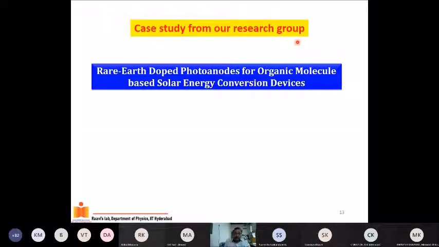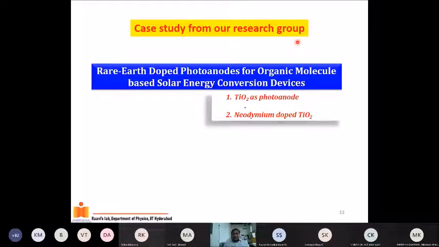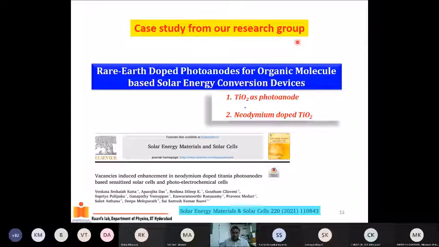Now let us start working with a few live examples and tell you how each of these works involved some characterizations. As we go along with the description of this work, you will also get introduced to various experimental techniques to target each and every aspect of this work. Here I am presenting our recent work on rare earth doped photoanode for organic molecule based solar cell devices. In fact, we tried to dope neodymium into titania. This is a paper published in 2021, which is the latest one.